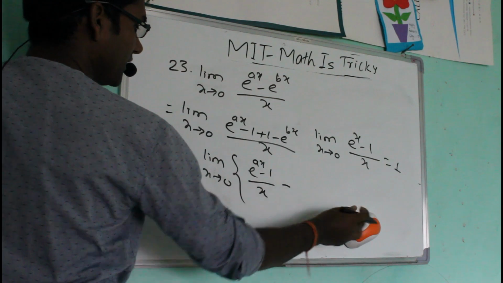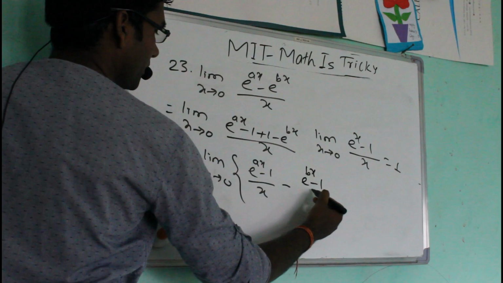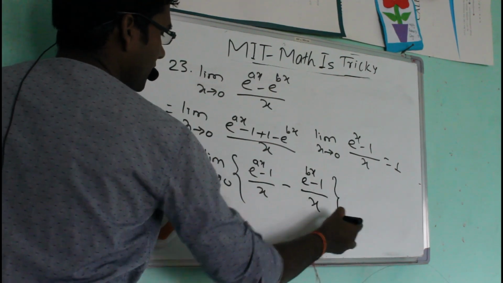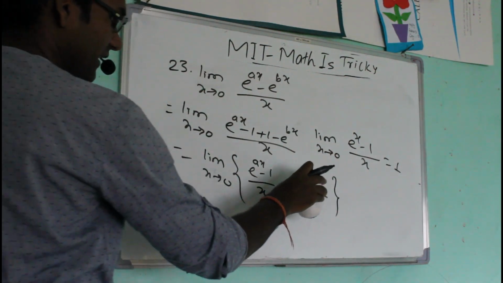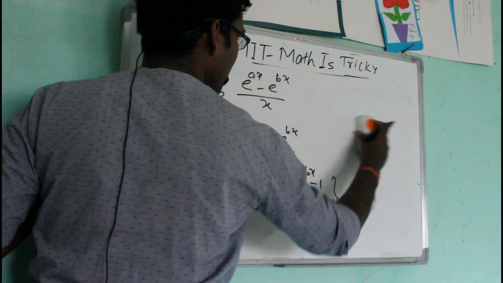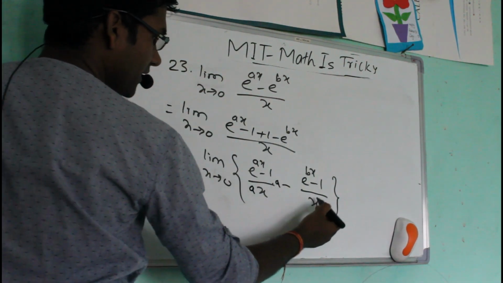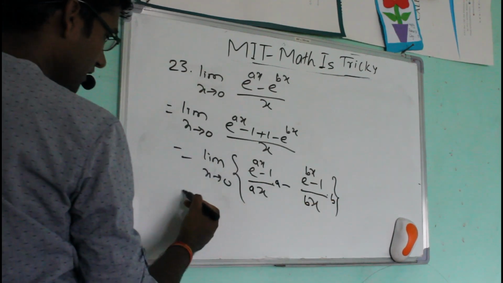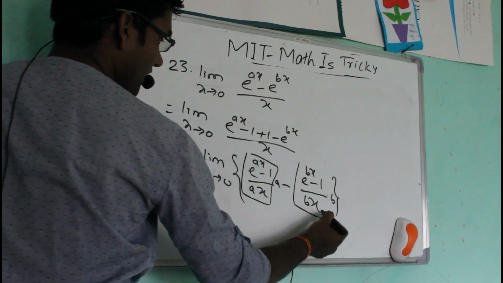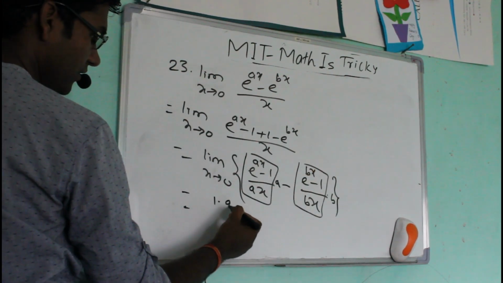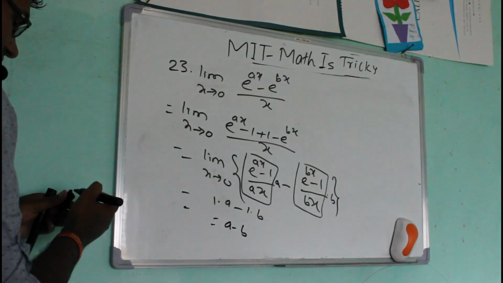Now by taking minus common here, we can write e power bx minus 1 by x. See here, because in our formula e power x is at first, so I'm trying to put e power x at first. To use the formula, we have to balance here a into a and here b into b, so that we'll be getting this as 1 and this as again 1. So 1 into a minus 1 into b, that is a minus b is our answer.